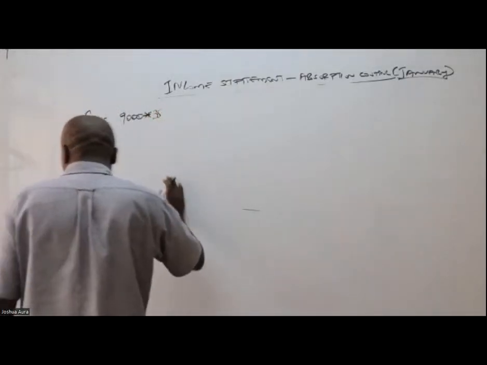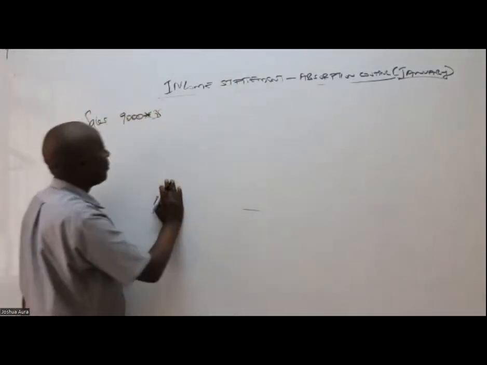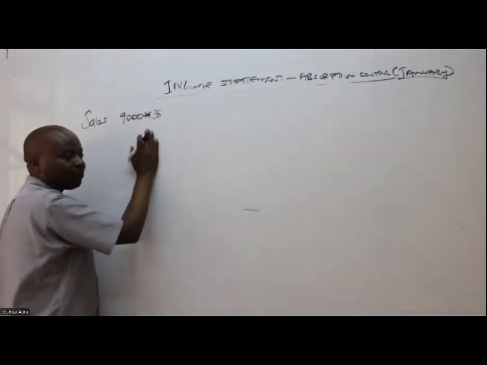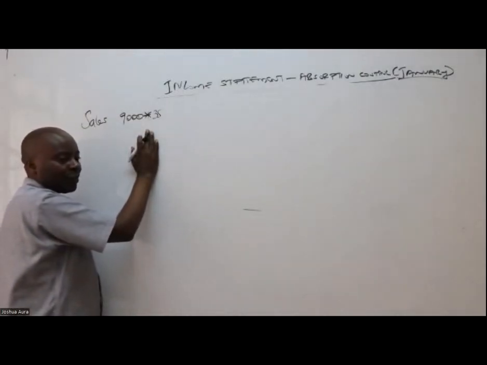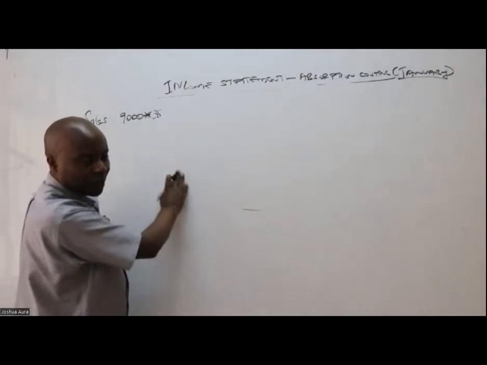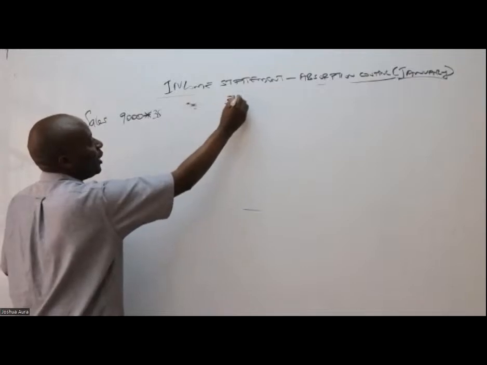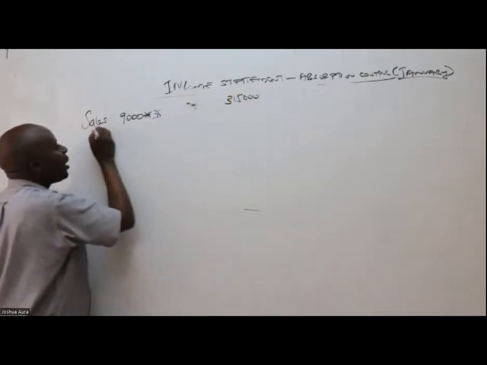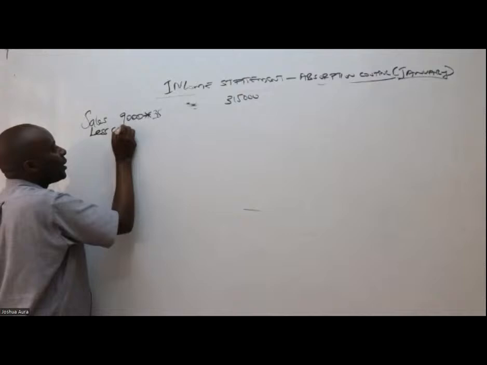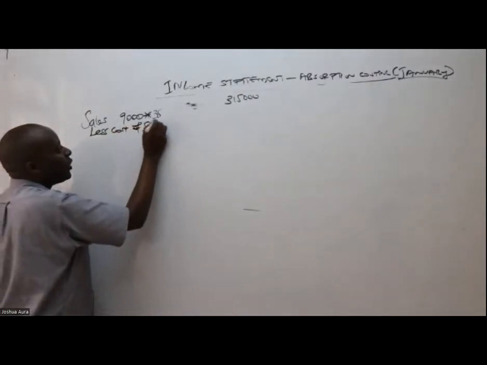Are you able to give me this figure, ladies and gentlemen? 9,000 times 35. So we have here 315,000. From there will come less cost of sales.